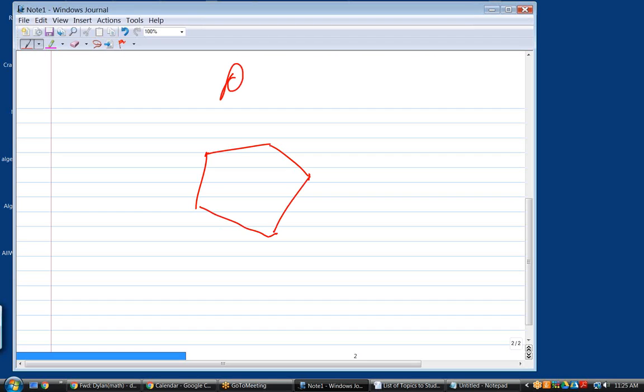If this is a regular pentagon, number 1, all sides are the same. What about number 2? All angles are the same. That's what you want to know. Now, when you first defined it for me, you said all sides have the same angle.